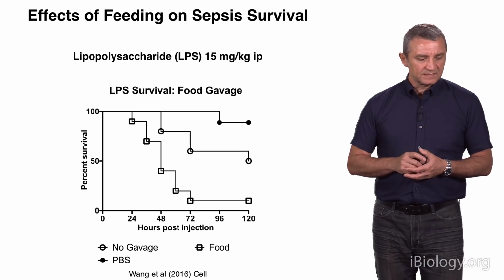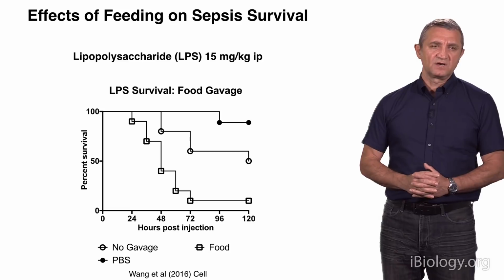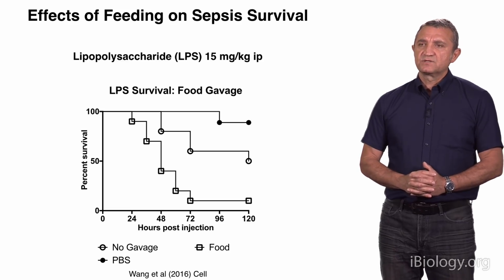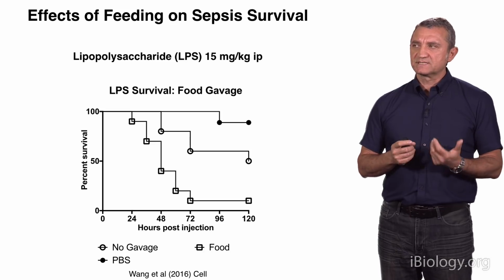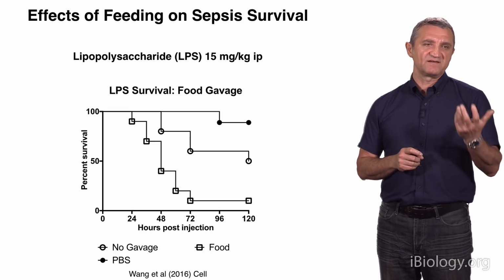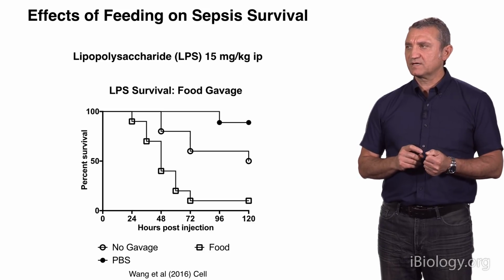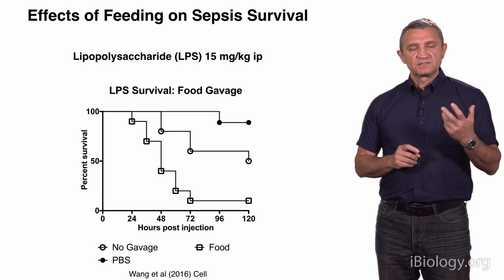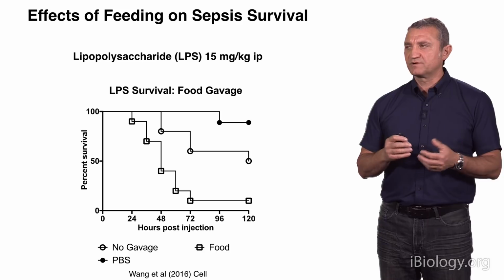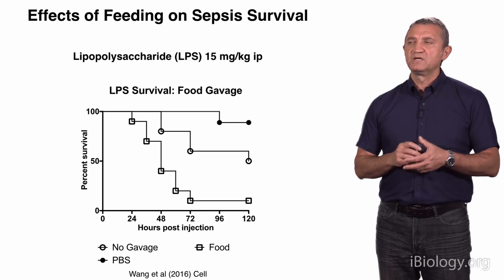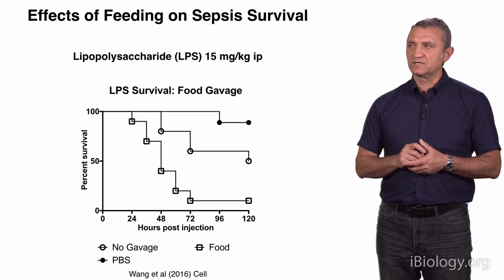Then we asked whether this is something unique to Listeria or can be generalized to other types of bacterial infections. And to address this, we used a common model of bacterial sepsis that is caused not by live bacteria, but by a specific bacterial component called lipopolysaccharide, or LPS, which is present in all gram-negative bacteria and which is well known to induce a very dramatic inflammatory response.